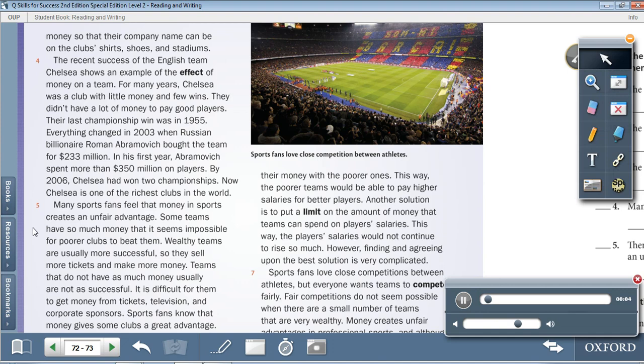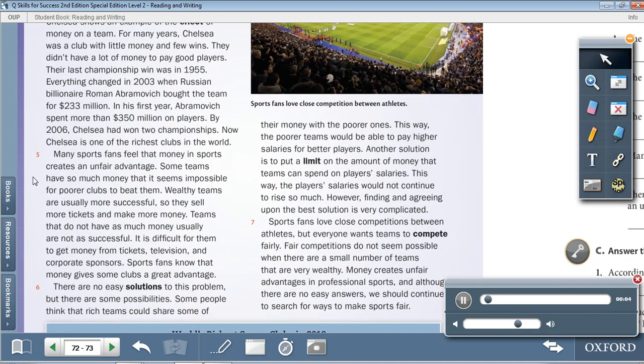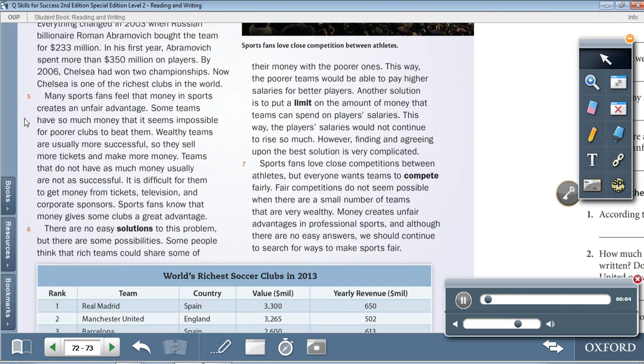Wealthy teams are usually more successful, so they sell more tickets and make more money. Teams that do not have as much money usually are not as successful. It is difficult for them to get money from tickets, television, and corporate sponsors. Sports fans know that money gives some clubs a great advantage.